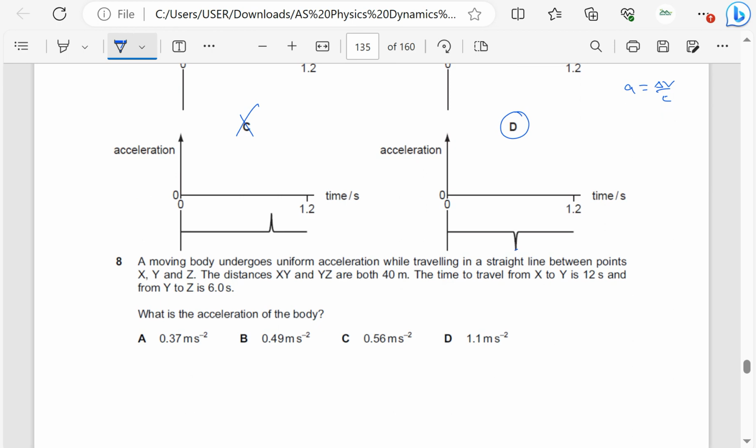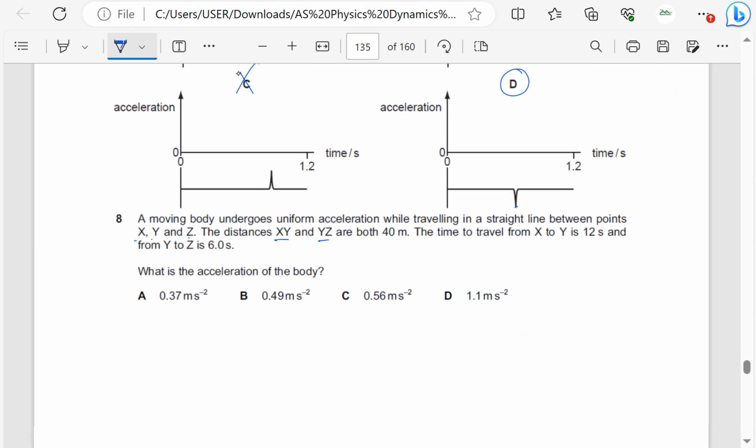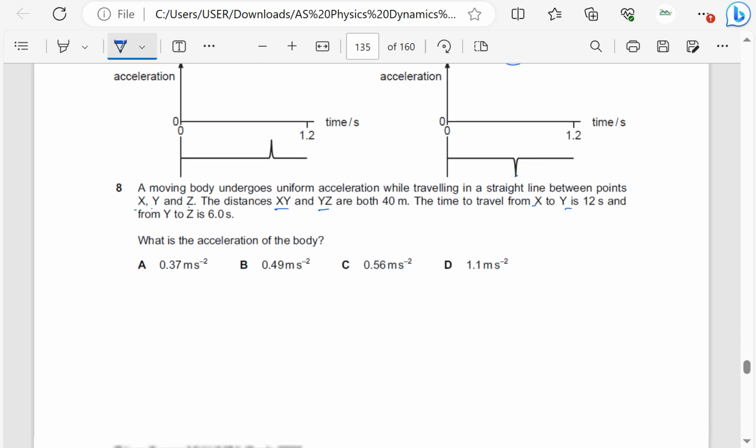A moving body undergoes uniform acceleration while traveling in a straight line between points x, y, and z. The distances x, y and y, z are both 40 meters. The time to travel from x to y is 12 seconds, and from y to z is 6 seconds. What is the acceleration of the body? Since the acceleration is uniform, the equations of motion can apply.